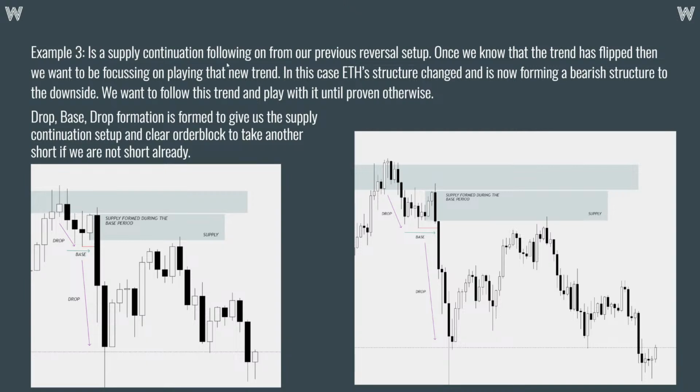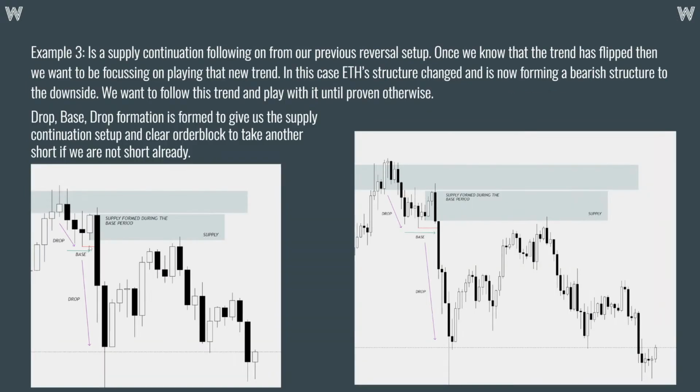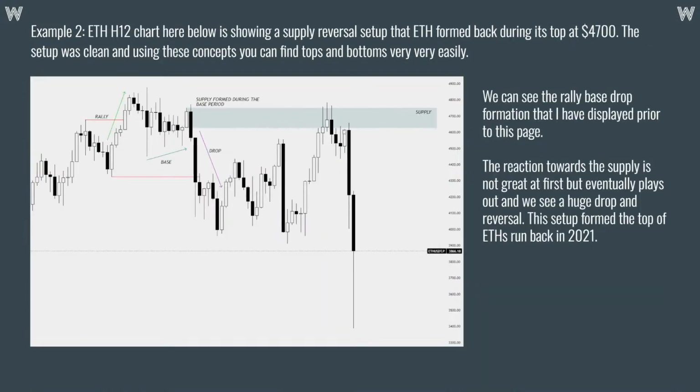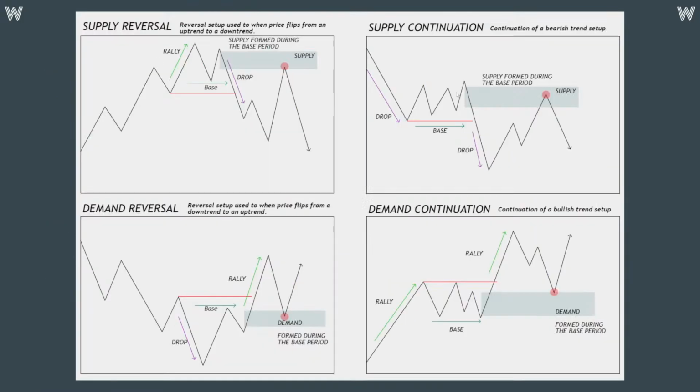Example 3 is a supply continuation following on from our previous setup. So what we're looking at here is continuation from here, right? Once we know that the trend has flipped bearish, we want to be focusing on playing that new trend. In this case, ETH structure changed and is now forming a bearish structure to the downside. We want to follow this trend and play with it until proven otherwise, right? So in this case, we're now looking at supply continuation: drop, base, drop, right?